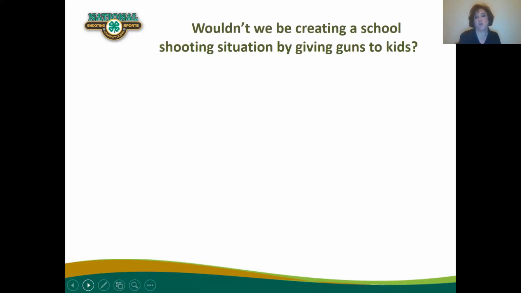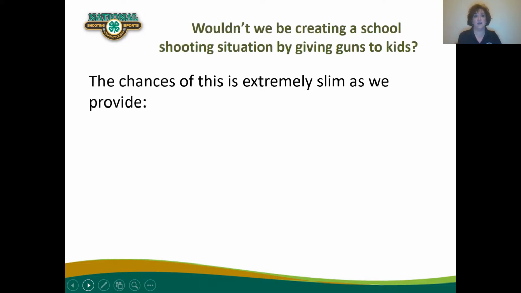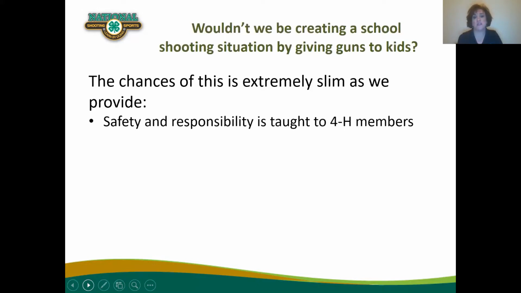So people still worry about why we're going to create another school shooting situation like Columbine or what just happened in Florida if we put guns in the hands of kids. And that is not the case. Not likely. In addition to the life skill of personal safety and responsibility that is taught in 4-H, such a thing is unlikely to happen for the following reasons.